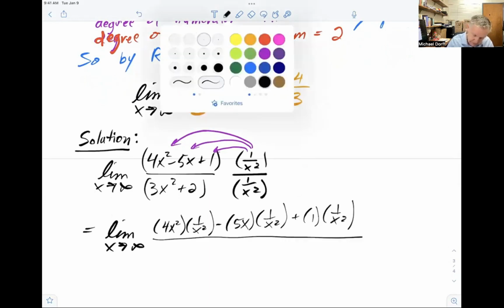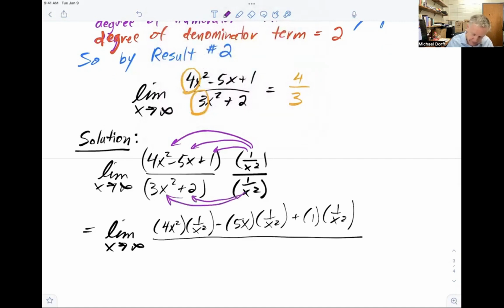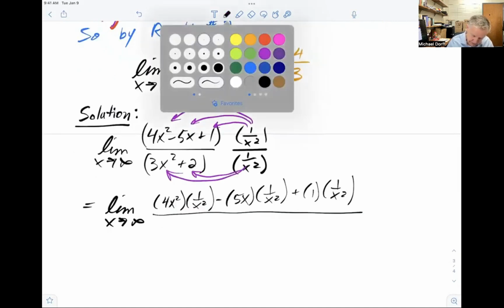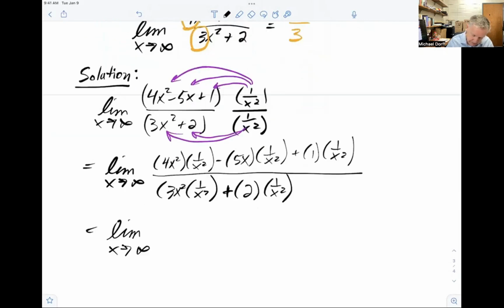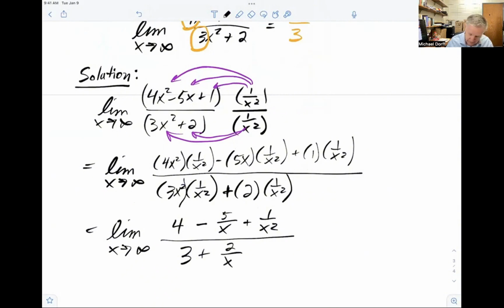Likewise, in the denominator, I need to multiply the 1 over x squared by everything. And when I do that, I get 3x squared times 1 over x squared plus 2 times 1 over x squared. And when I simplify that, I'm going to get a 4 minus 5 over x plus 1 over x squared in the numerator, and in the denominator, I'm going to get a 3 plus 2 over x squared.